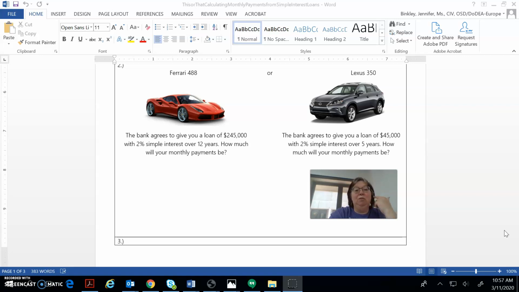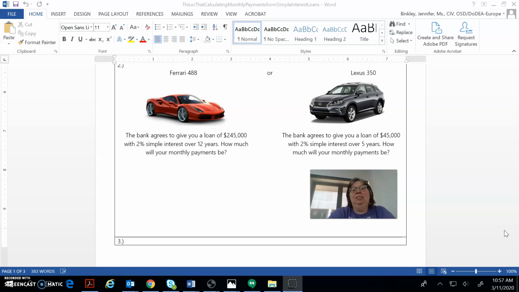So for example, for the Ferrari, in your calculators, $245,000 times 0.02 times 12. Add that number to the 245,000, press equals, and divide that by 12. That would be your monthly payment for that car. Go ahead and do it for the Lexus.